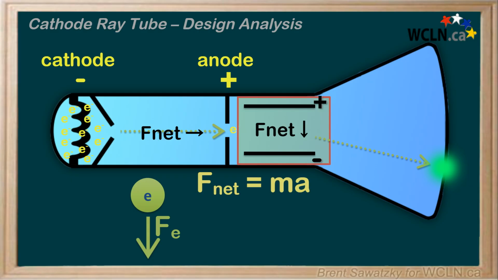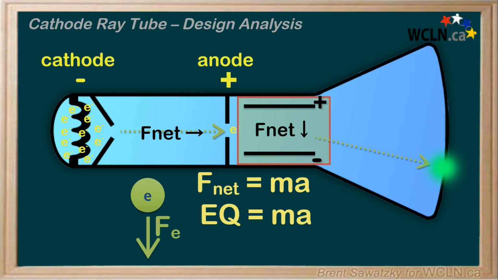F net equals ma. With the electrons staying in the middle of these plates, the force doesn't vary much, so we're good to use force analysis instead of energy for this deflection region. The deflection force is due to the electrical force, or EQ, where E is the electric field and Q is the charge on the electron, or the elemental charge. And we have ma on the right, where the acceleration causes the deflection down.